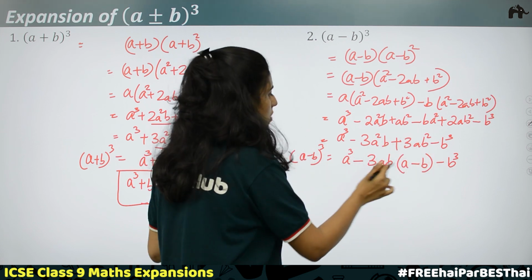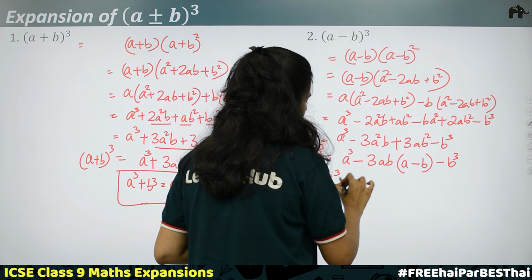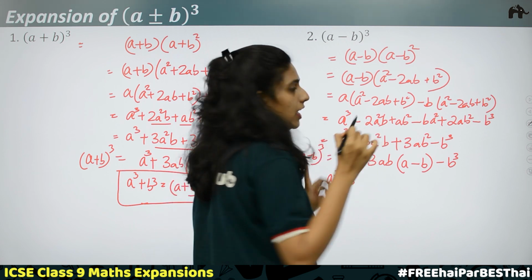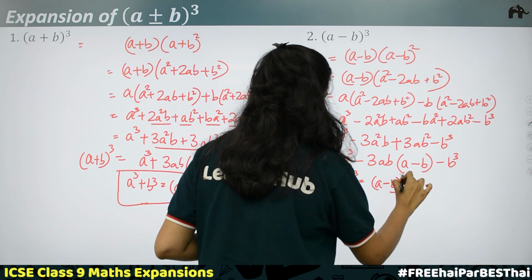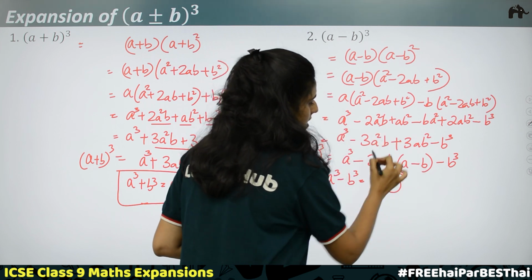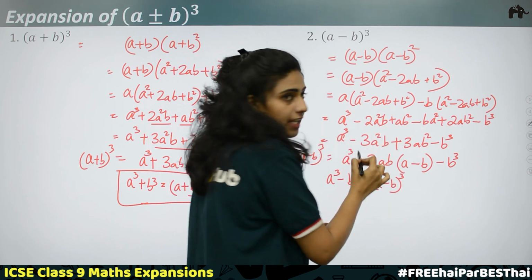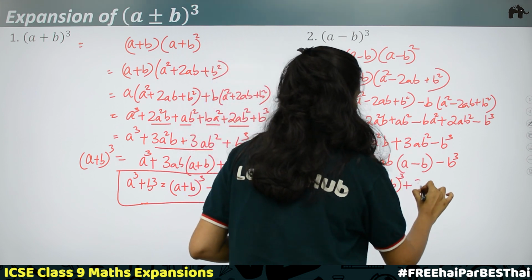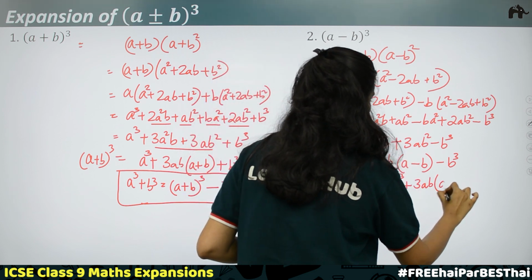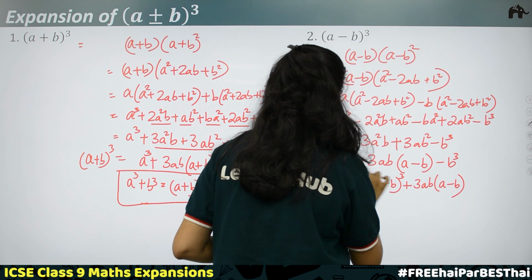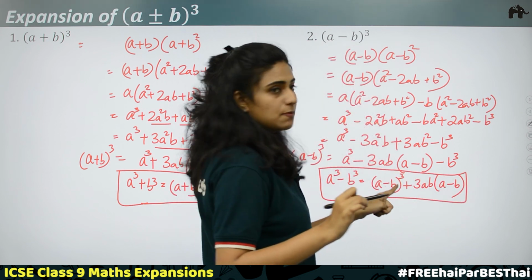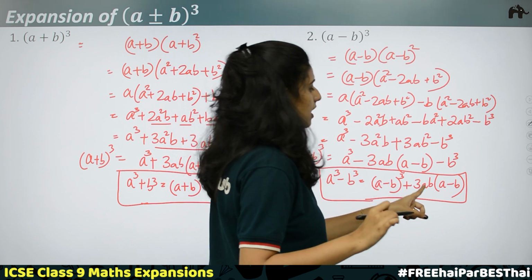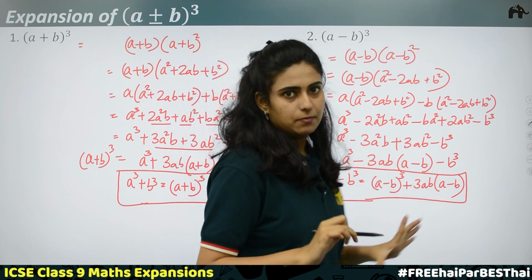Now we can find what is a cube minus b cube. a cube minus b cube will be equal to (a minus b) whole cube. Taking this term to the opposite side, here it is negative sign, becomes positive sign. Plus 3ab into (a minus b). So, a cube minus b cube is equal to (a minus b) whole cube plus 3ab into (a minus b).